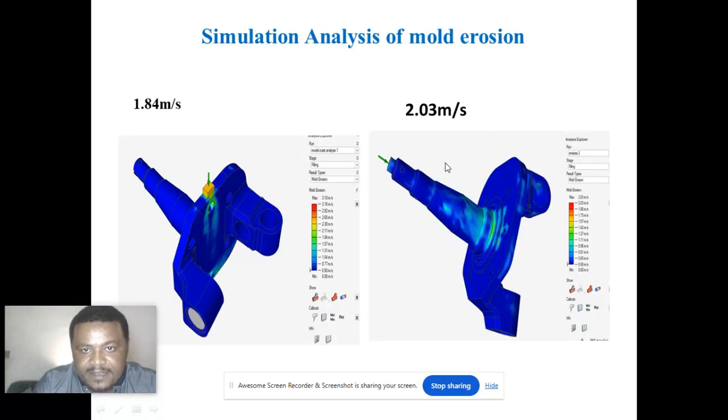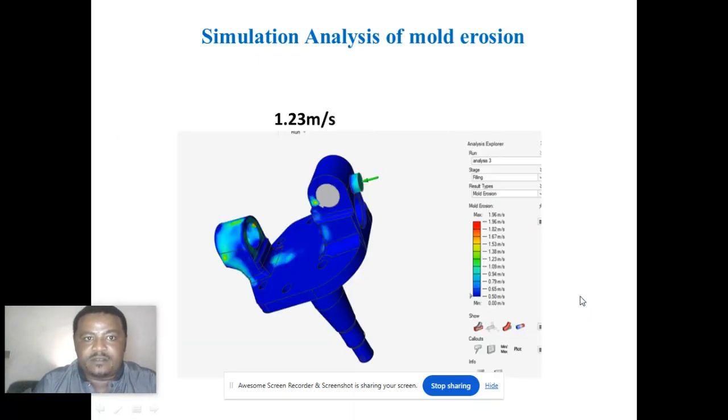On the second analysis, the maximum mold erosion which may form is 2.03 meter per second. And on the third, mold erosion is 1.23 meter per second.